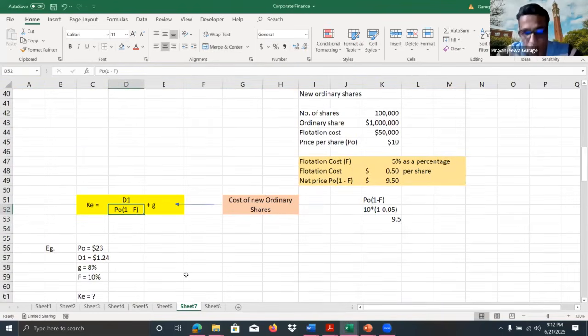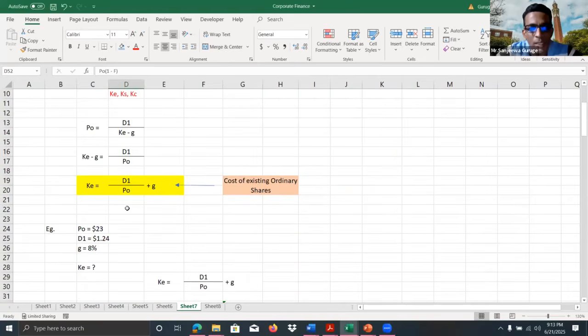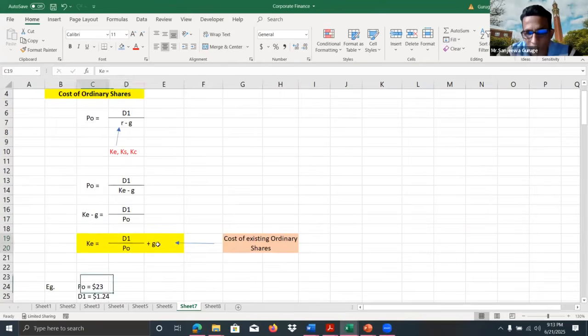That means if the organization is going to issue new shares, because this is the formula to calculate the cost of existing equity based on the current price. But if the organization is going to issue new shares, what will happen? There will be an issuing cost, right? Generally the term used here is flotation cost, because to issue shares there will be a cost.